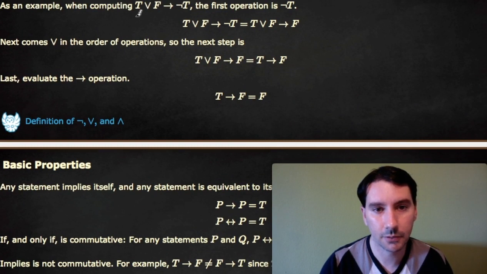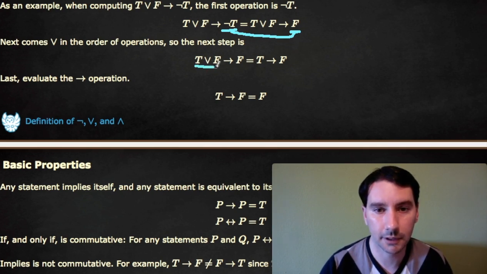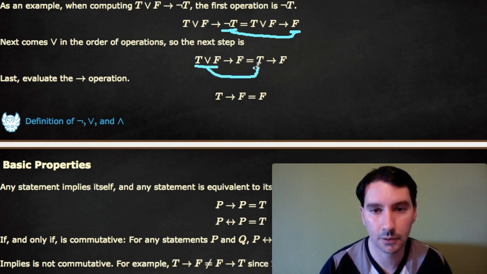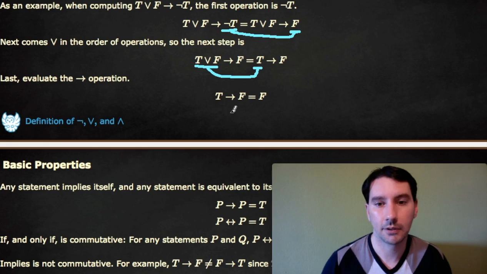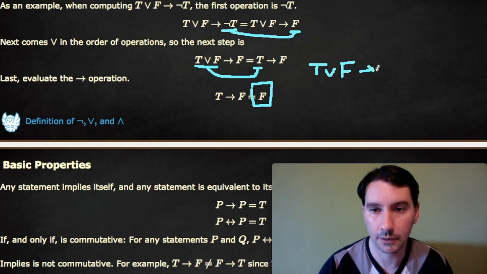So let's say we're computing true or false implies not true. The first operation we would compute is the not, so we would perform not true. And here we have not true becomes false. Next, according to order of operations, we would do the or. So we have true or false implies false. Or comes next in order of operations, and true or false is true. That leaves us with true implies false, and true implies false equals false. So that's the answer: true or false implies not true is false.